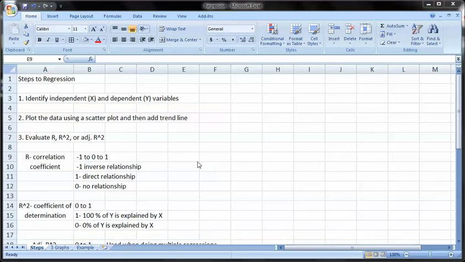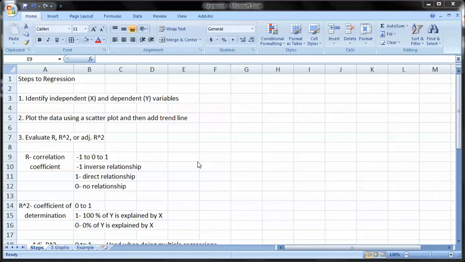Number 1, identify your independent and dependent variables. Your independent variable, x, is going to occur regardless of what happens with y, whereas y is dependent upon what's happening with x to determine what's going to happen to it. So x is going to be affecting y; y does not necessarily affect x.